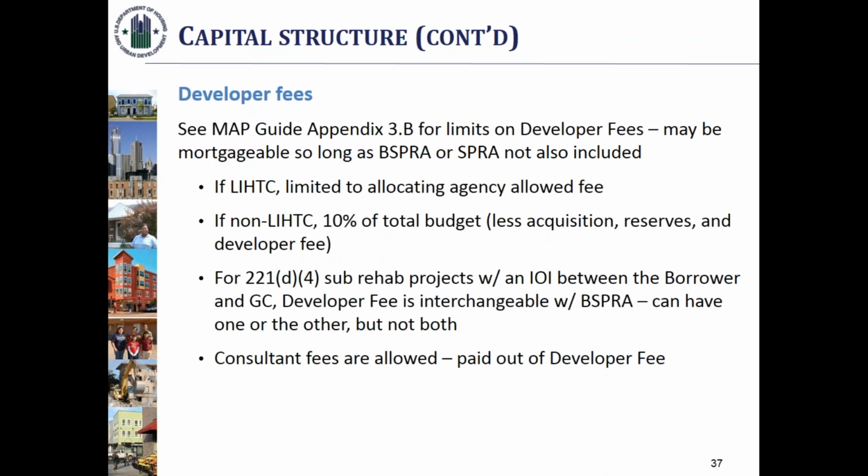Developer fees. Refer to Appendix 3B of the MAP Guide for limits on developer fees. They can be mortgageable so long as BSPRA or SPRA are not also included. If it's a tax credit deal, we just go with what the allocating agency allows. If it's a non-tax credit deal, developer fees are limited to 10% of the total budget, less acquisition reserves and the developer fee.